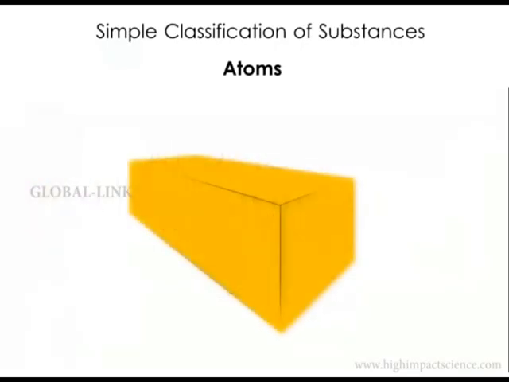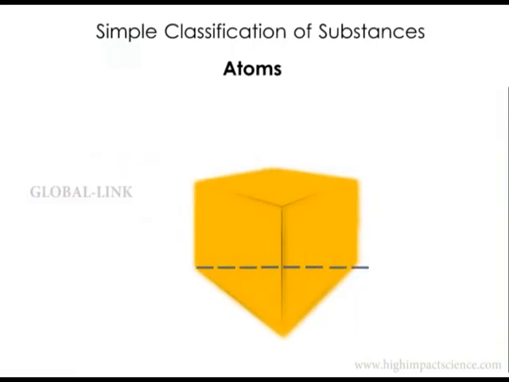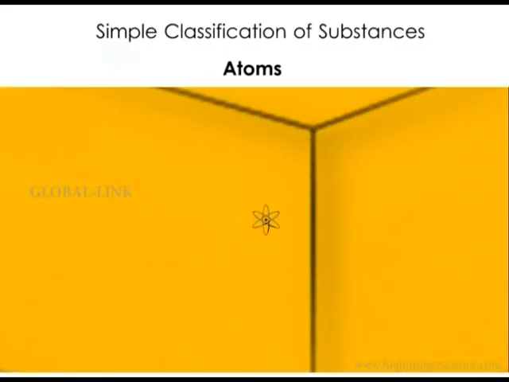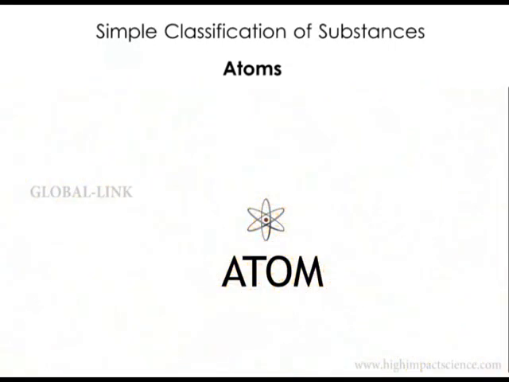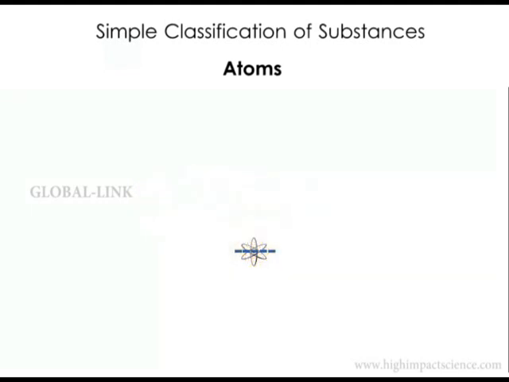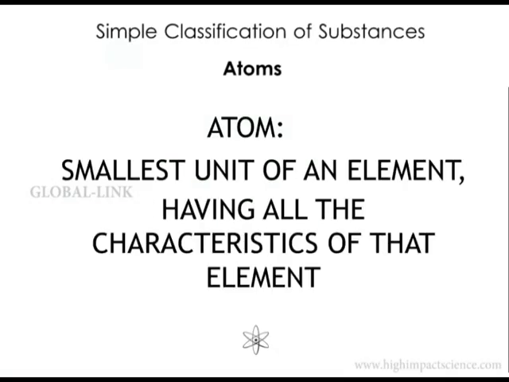For example, this piece of gold is made up of millions and millions of gold atoms. If you chop this piece into half, chop into half again, and again, and again for a very, very long time, that's if you could, you will get to a point where you cannot cut anymore, and you will end up with the smallest piece of gold possible, an individual gold atom. If you could cut the gold atom, it will no longer be gold. So an atom is the smallest unit of an element having all the characteristics of that element.